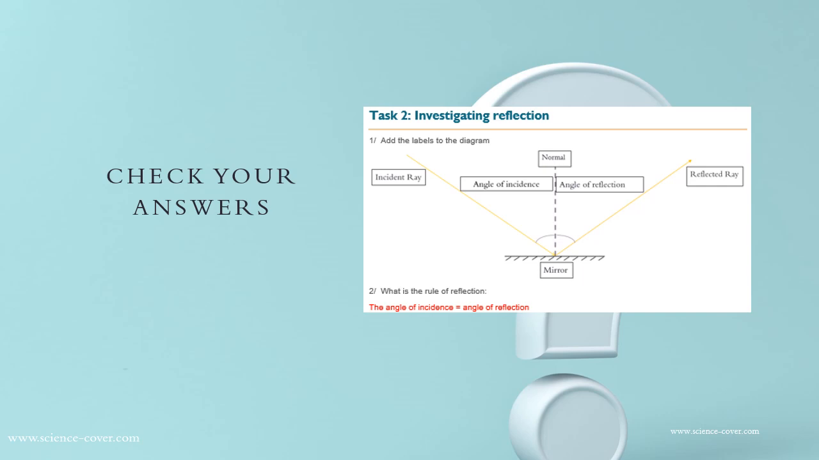Question 2. What is the rule of reflection? This is that the angle of incidence is always equal to the angle of reflection.